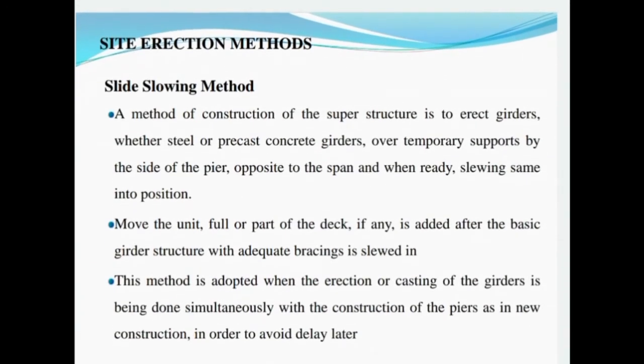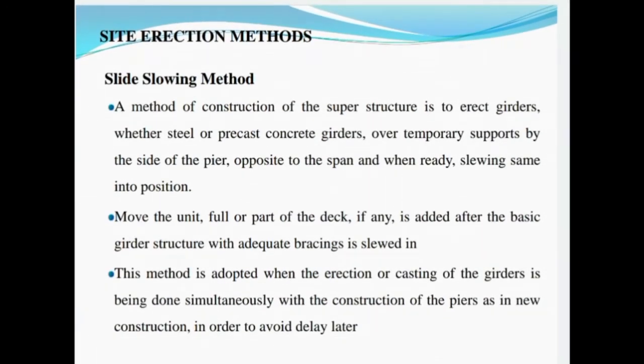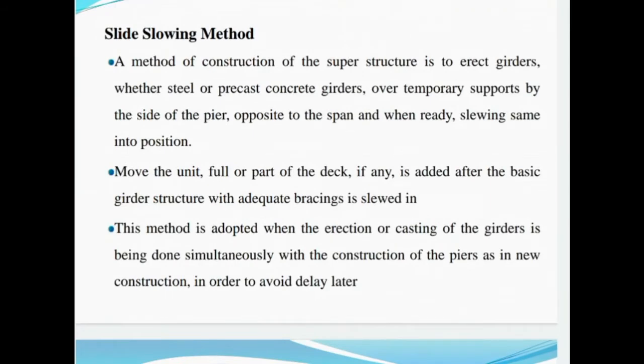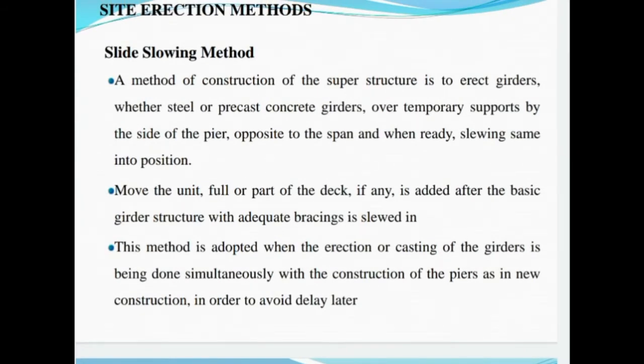Initially we have to see the site erection methods that are used in the construction. In the site erection method, the first one is the slide sloping method. This is a method of construction of the superstructure. It is used to erect steel or precast concrete girders over temporary support by the side of the pier, opposite to the span, and when ready, sloping the same into position. And this method is adopted when the erection or the casting of the girder is done simultaneously with the construction of the piers, and is mainly used for new construction.